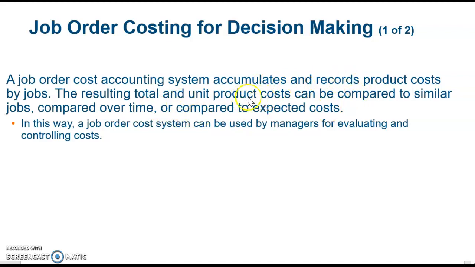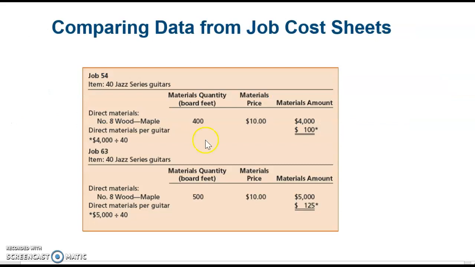So the resulting total and unit product costs can be compared to similar jobs, compared over time, or compared to expected costs. In a way, a job order cost system can be used by managers for evaluating and controlling costs. So you can compare data from your job cost sheet. So you can look at these and see your materials quantity. Here's 40 jazz guitars. Here's job 54. And this is job 63.